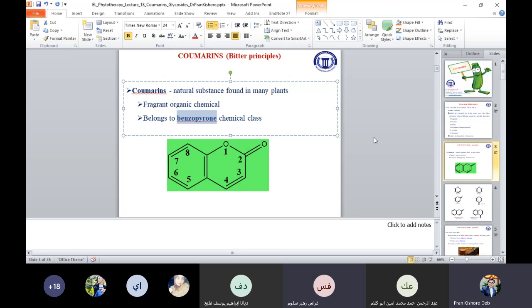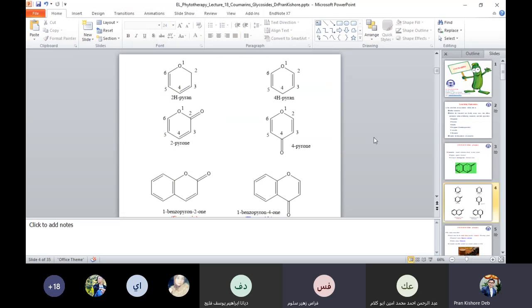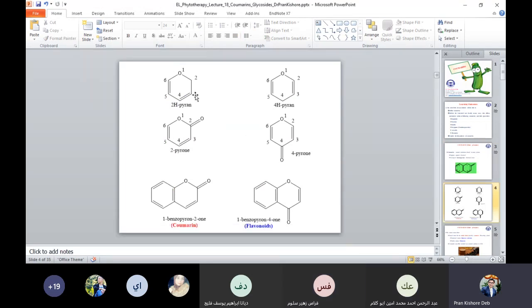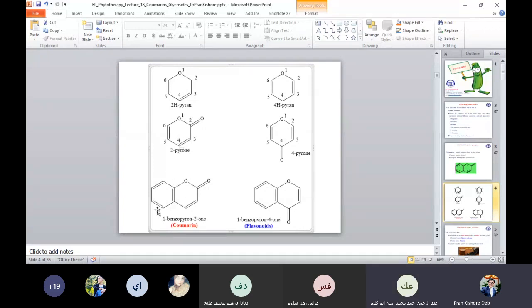Now I will go to the next slide. I prepared an extra slide for you today, which is not there in your PDF. So look at this now. Is it clear? You see 2H pyran, when you add a keto group, it becomes 2-pyrone. When you attach the 2-pyrone with a benzene ring, it becomes 1-benzopyran-2-one, or 2-benzopyrone, which is the basic chemical structure of coumarin. Whereas 4H pyran becomes 4-pyrone, and when you attach it with the benzene ring, it becomes 4-benzopyrone. So 4-benzopyrone is the basic chemical structure of flavonoid.